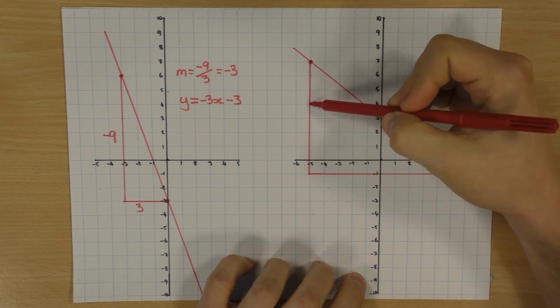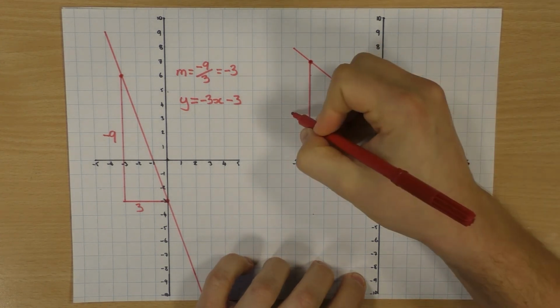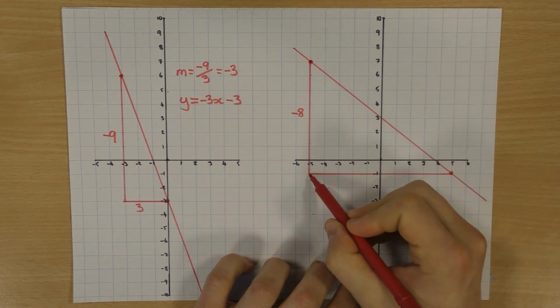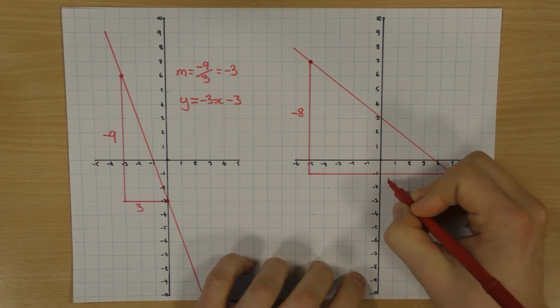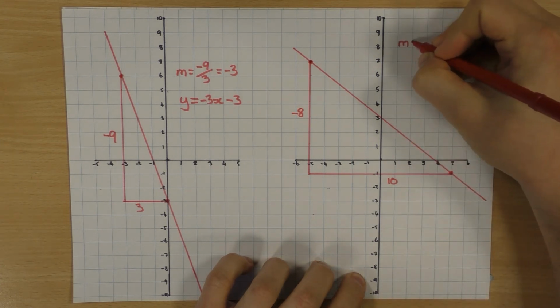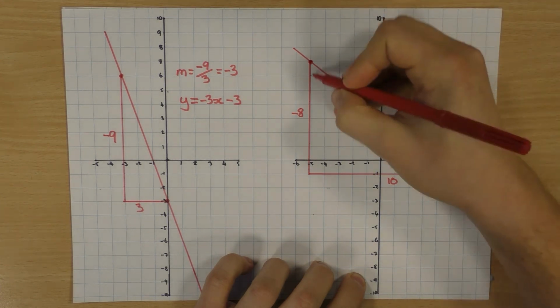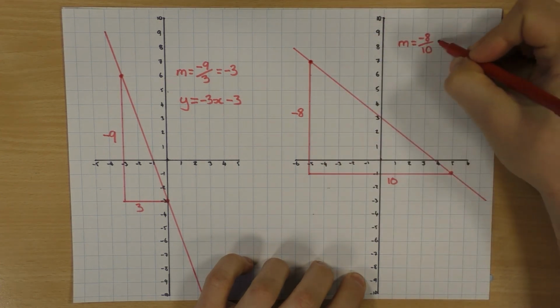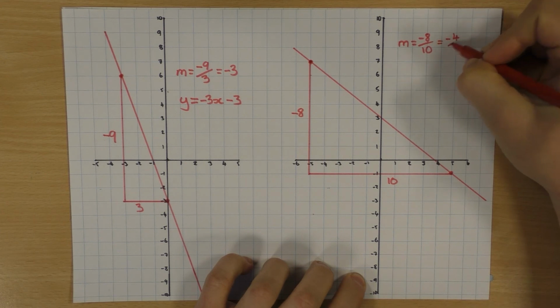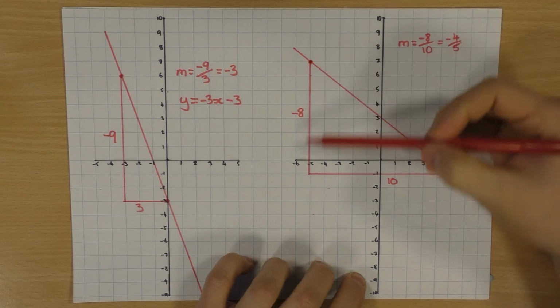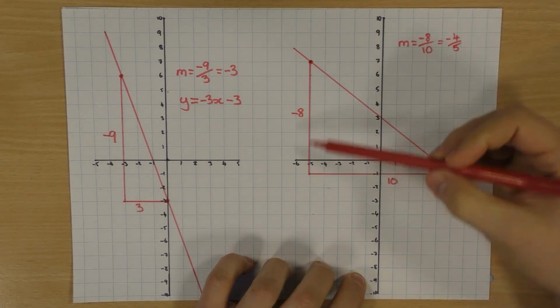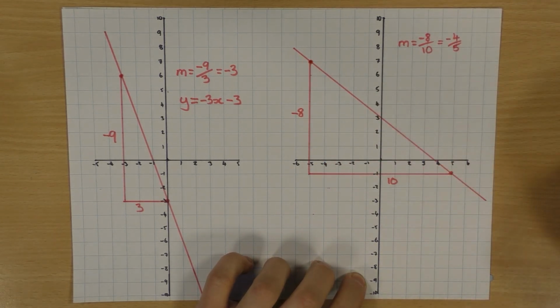Okay, so again, left to right, I'm going down. So 1, 2, 3, 4, 5, 6, 7, 8. So -8, and then x, how many across? 1, 2, 3, 4, 5, 6, 7, 8, 9, 10. So the gradient here is -8, which is the change in y, divided by 10. And if you simplify that, you get -4/5 by halving both of them. Now, without using the 2 coordinates, that is very hard, dare I say impossible, to try and guess that's -4/5. So by using the 2 coordinates, it's much easier to spot the gradient.